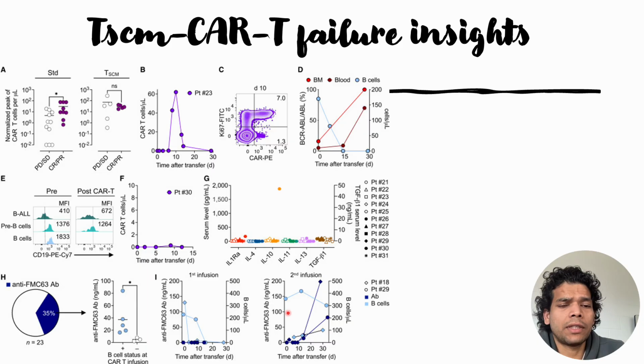However, when the second infusion is done in the same patient, they see a continuous increase in the anti-FMC63 antibodies, and in the later infusions the tumor suppression is also not as good as what they saw in the first infusion. So these results altogether indicate that whenever CAR-T cells or Tscm based CAR-T cells are used, these inhibitory cytokines or anti-CAR humoral antibodies could be potential therapeutic targets to improve the efficacy of CAR-T therapies. This is what they finally conclude from this paper.